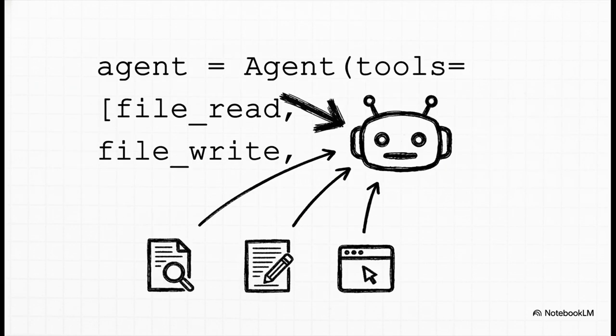And the code itself just screams simplicity. I mean, look at this. It's one line. You're creating an agent and you're just handing it a list of tools. And these tools are just functions you've already written, like file read or file write. The agent's whole job is to intelligently decide which of these to use to get the job done. That's it. You've basically given your bot superpowers in a single line of code.